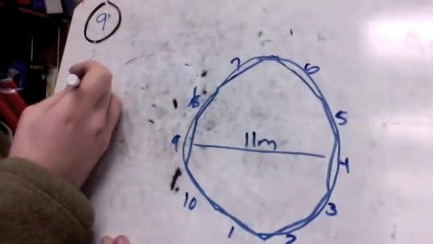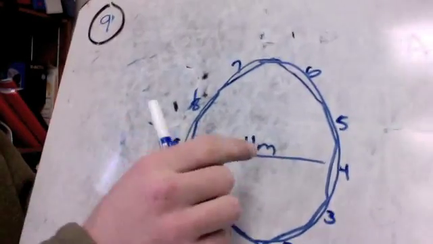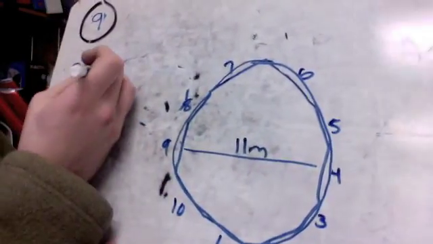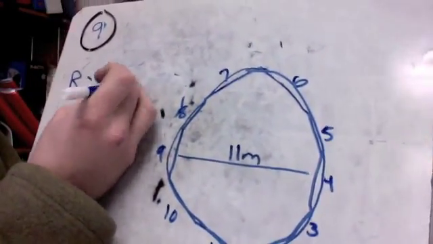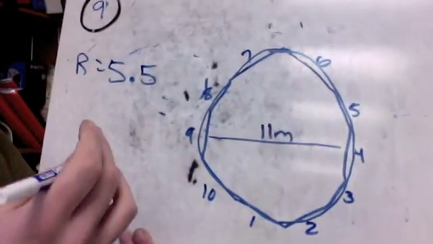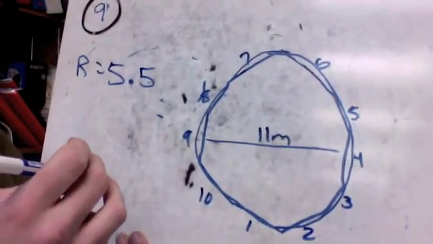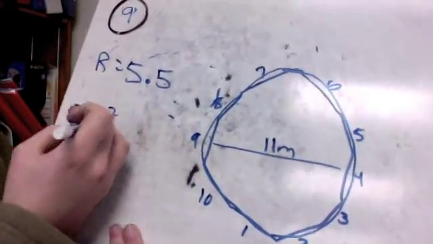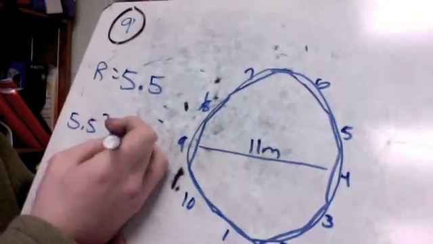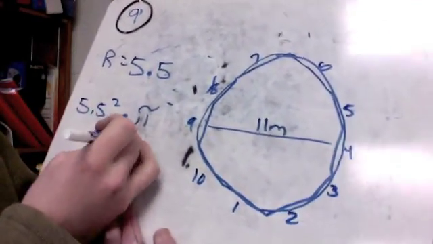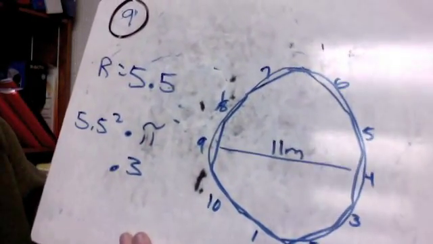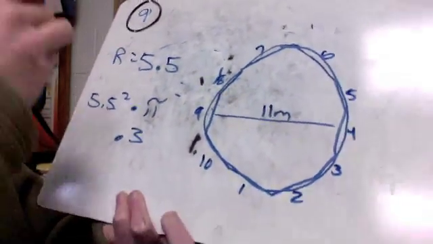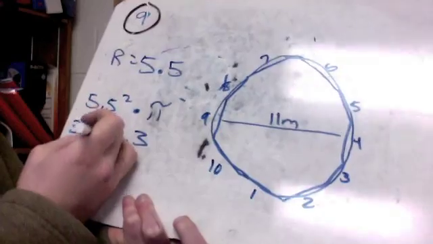So if I did that, it would just be radius to the second power, so that's the diameter, so I need the radius. The radius is half of that. Half of 11 is 5.5. Okay, so now I just need to use our formula, which is radius to the second power times pi. So 5.5 to the second power times pi. We know pi is 3.14. And then 5.5 times 5.5, and we get 30.25, 30 and 25 hundredths.